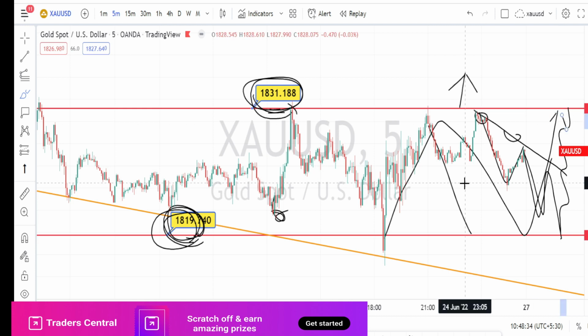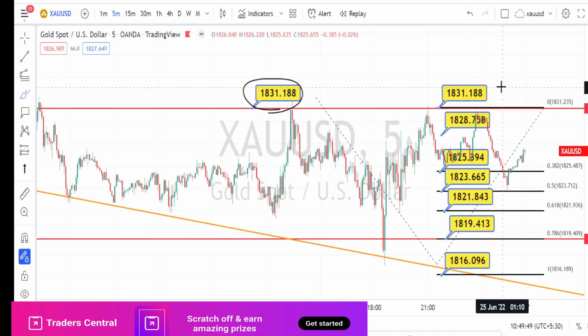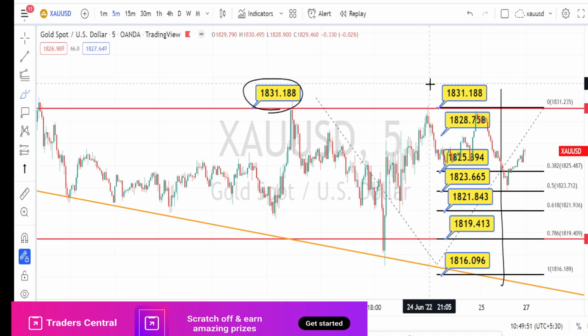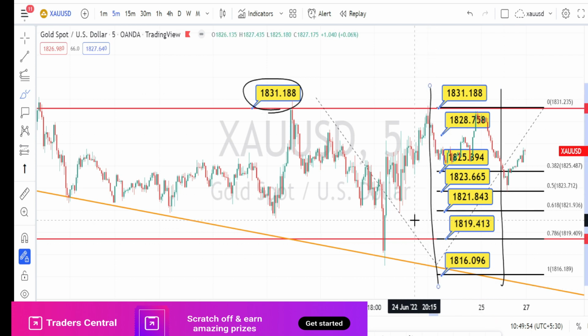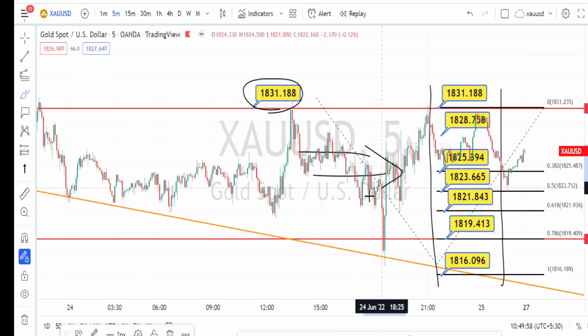Let us mark the support and resistance levels. So the values within these yellow color boxes are the resistance and support levels for 5 minutes time frame. Currently the price action in 5 minutes time frame is in a sideways or range bound price action.